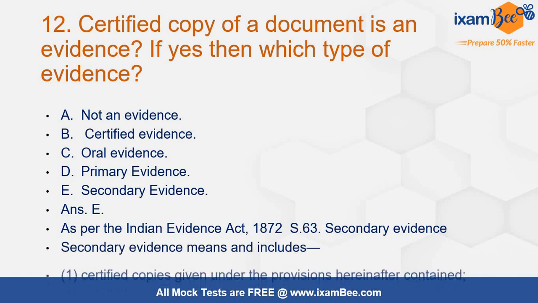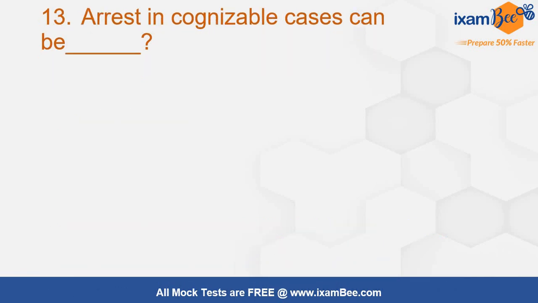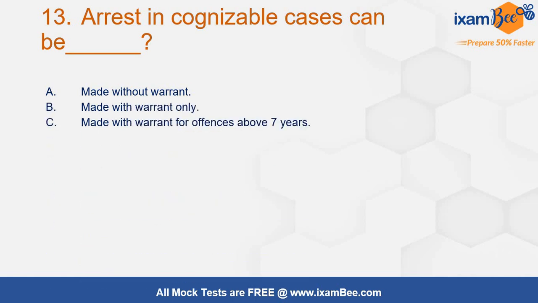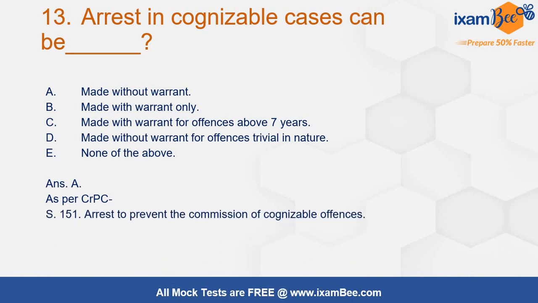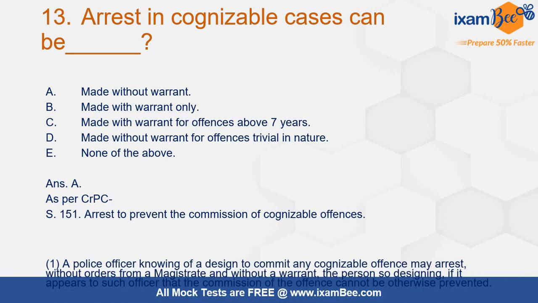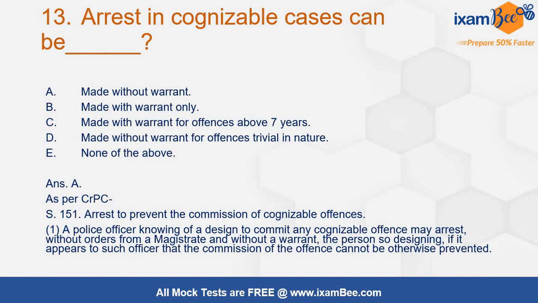Arrest in cognizable cases can be made without warrant, made with warrant only, made with warrant for offences above 7 years, made without warrant for offences of trivial in nature, none of the above. Answer is A. This is the very basic feature of cognizable cases, that arrest can be made without warrant. As per CRPC section 151, arrest to prevent the commission of cognizable offence is the exact provision which is talking about this.